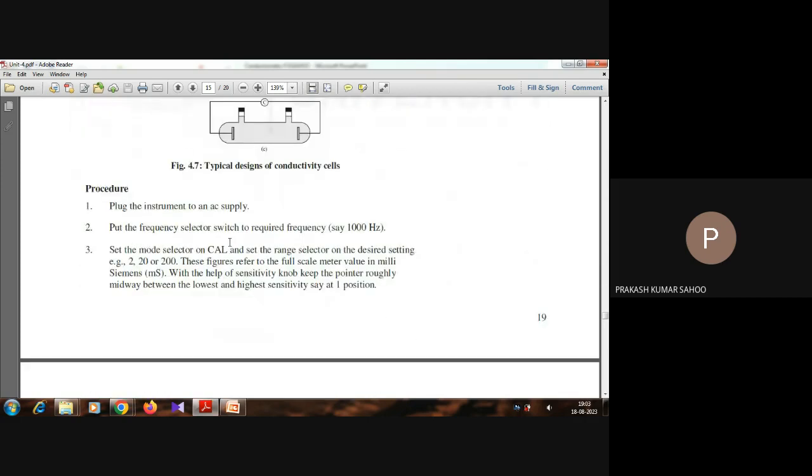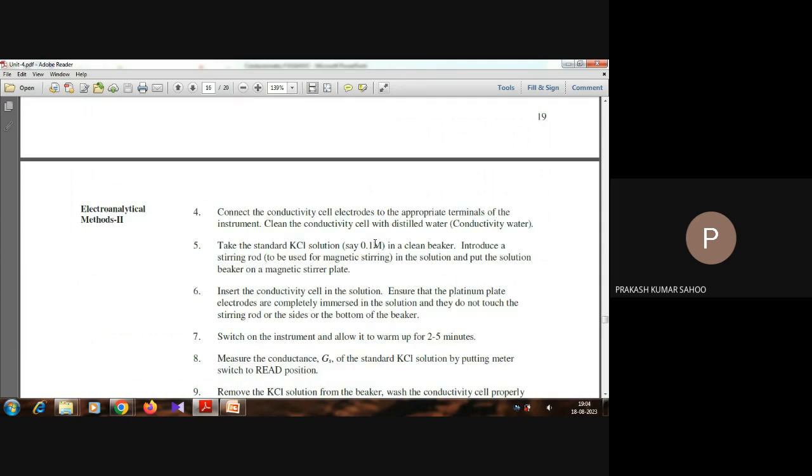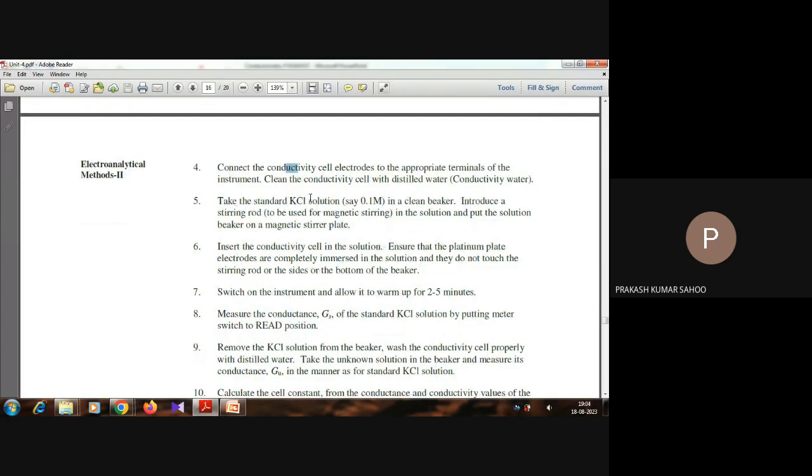Then we have the procedure here. First, plug the instrument, put the frequency as required. Then calibration should be done, that is the standardization. Then we have connectivity. Connect the conductivity cell electrode to the appropriate terminal of the instrument. Then take the potassium chloride solution, 0.1 molar, in a clean beaker.